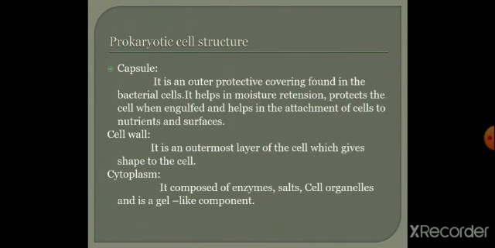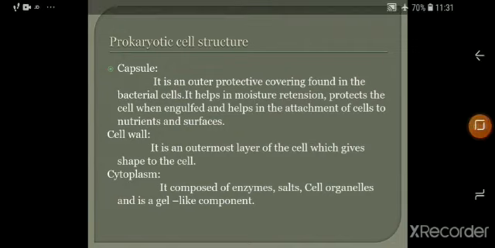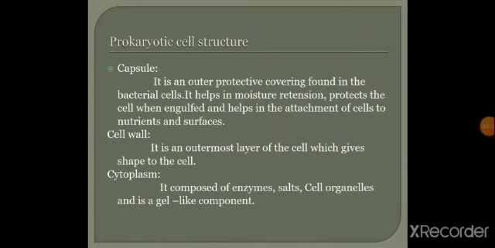Let's see the prokaryotic cell structure. Capsule. It is the outermost covering of the bacterial cell. It helps in moisture retention, that is, it keeps up the moisture, and it protects the cell when engulfed. Engulfed means when some organism is attacking, the cell has to protect itself by means of the capsule. By means of the capsule, the cells also attach to nutrients and surfaces.